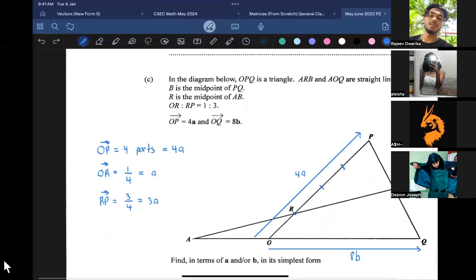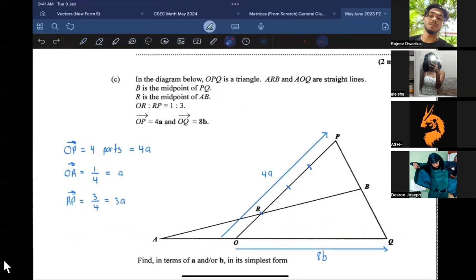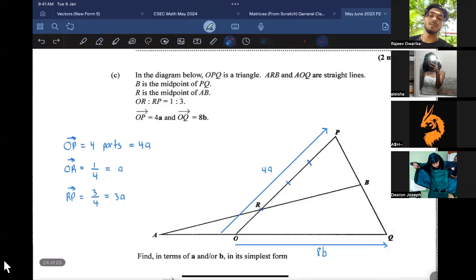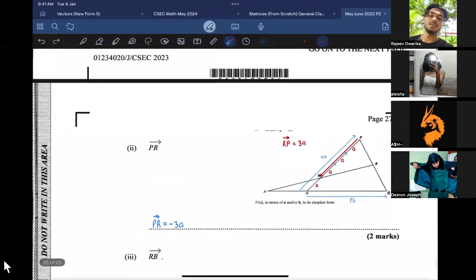Ratios. The other perspective would have been the common sense approach. Look at it. You see in the question, they talk about some tree or something. Just by looking at it, you could kind of figure out that to make R to P, you're going to need 3 ORs. So you could split up this vector into 4 pieces. If the whole vector is 4A, then one piece would just be A. So O to R is A, and R to P is 3A. But in the question, they wanted me to figure out P to R, just in the opposite direction of R to P. So that'll be minus 3A.